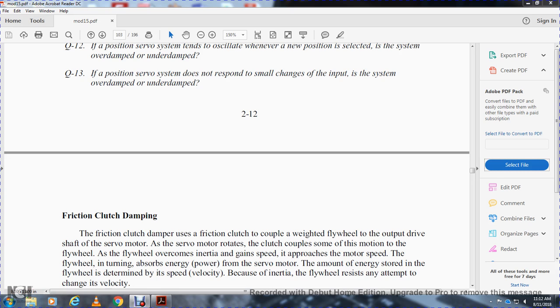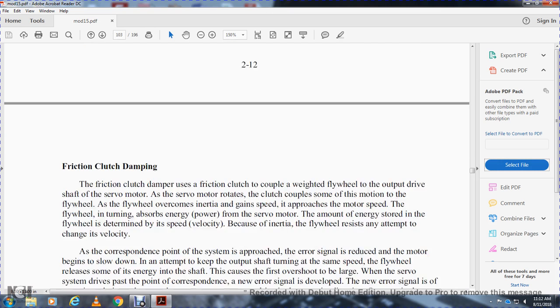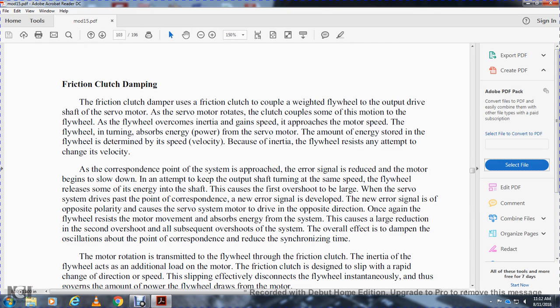The flywheel's inertia resists gaining speed as the motor speeds up, so the flywheel turning absorbs energy from the servo motor. The amount of energy stored in the flywheel is determined by its velocity, but the inherent inertia of the flywheel resists any attempt to change velocity. As the error signal approaches zero and the motor begins to slow down, the flywheel tends to keep the output shaft turning at the same speed. The flywheel leaves some of the energy in the shaft, causing the first overshoot to be large.